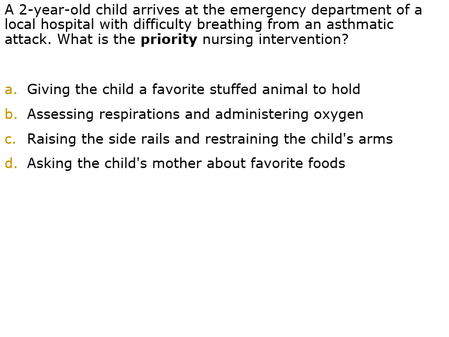A child arrives at the emergency department of a local hospital with difficulty breathing from an asthmatic attack. What is the priority nursing intervention? A. Give the child a favorite stuffed animal to hold. B. Assess respirations and administer oxygen. C. Raise the side rails and restrain the child's arms. Or D. Ask the mother about the child's favorite foods.